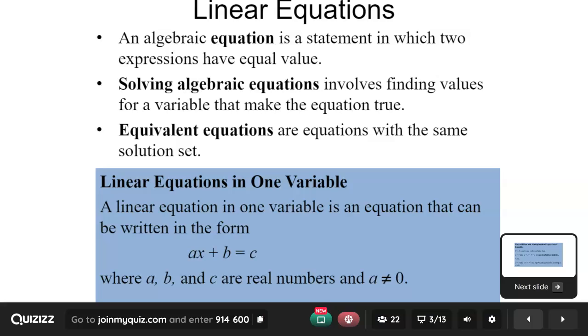Why can a not be 0? What would happen if a was 0? Then there's no variable. If a is 0, we don't have a variable anymore because 0 times anything is 0. So there's no variable if a is 0. So that's the only rule. A can't be 0. Other than that, all real numbers are fair game.